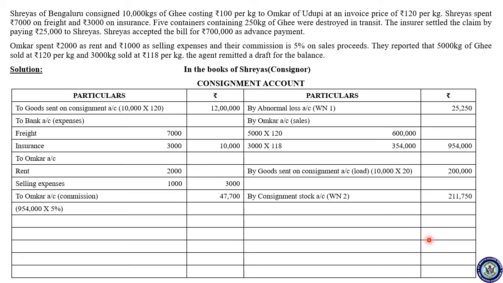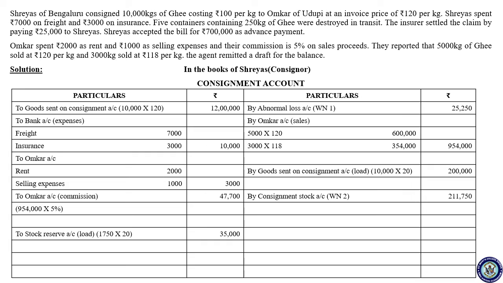Working note number 2. Now we'll adjust the loading. So this is on the credit side, and the loading is to be recorded on the debit side. Now what entry do you have to pass? If it is goods sent on consignment, then goods sent on consignment. If it is on the closing stock, then it is stock reserve. So write to stock reserve, that is loading on closing stock, 20 rupees.